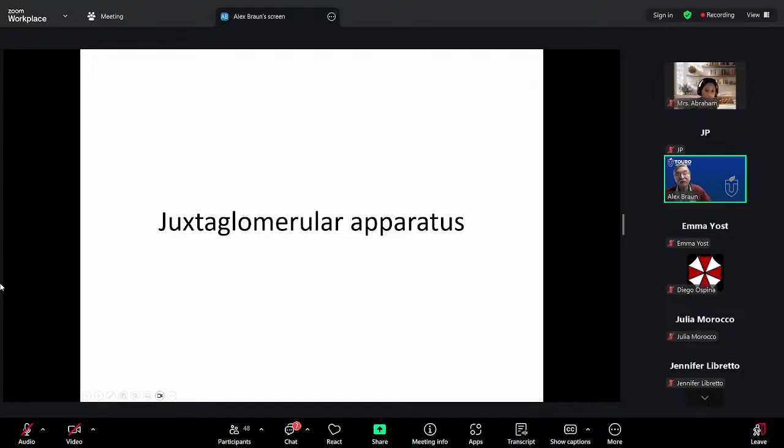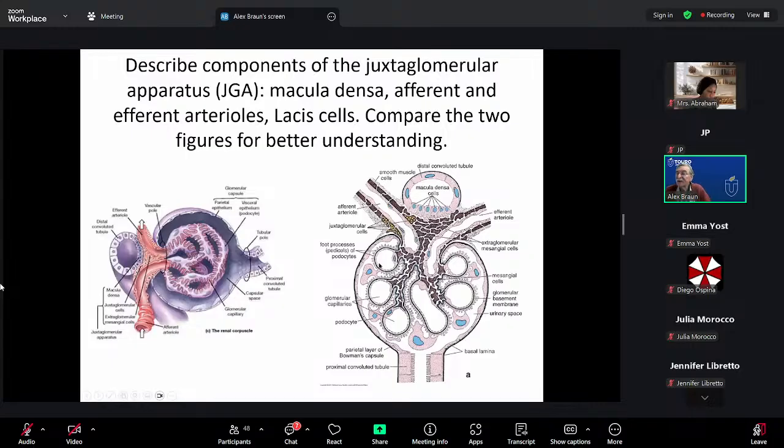Juxtaglomerular apparatus. This also has three main elements. It's interesting. The juxtaglomerular apparatus has three main elements. The glomerular filtration barrier has three main elements. I mentioned this to you earlier when we first saw a drawing of a glomerulus. So here's another drawing of a glomerulus, and you see two poles to this idealized glomerulus. You see a vascular pole here, and you see a tubular or urinary pole here. I mentioned to you that at the vascular pole, that's where you see the juxtaglomerular apparatus.